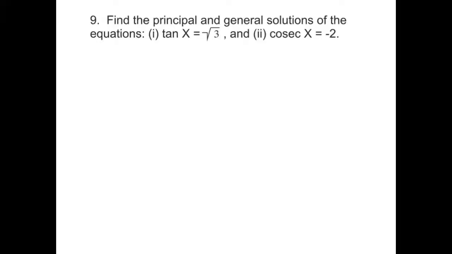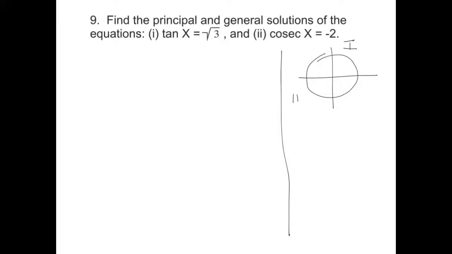tan x equals root 3 and cosec x equals minus 2. Now let us look at these one by one. Because tan x is positive, equal to root of 3, therefore from the unit circle concept we can guess that x must be in quadrant 1 or quadrant 3, because these are the quadrants where tan x is positive.